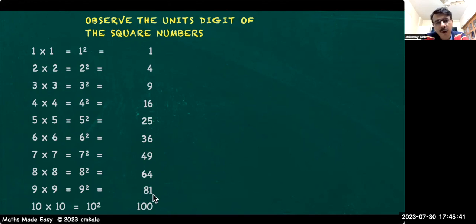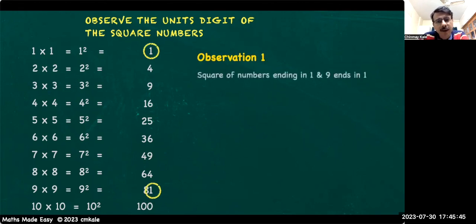So we would list down as an observation that the squares of numbers which end with 1 are obtained by multiplying numbers which have either 1 or 9 in their units place. Got it? Let's extend our observations.